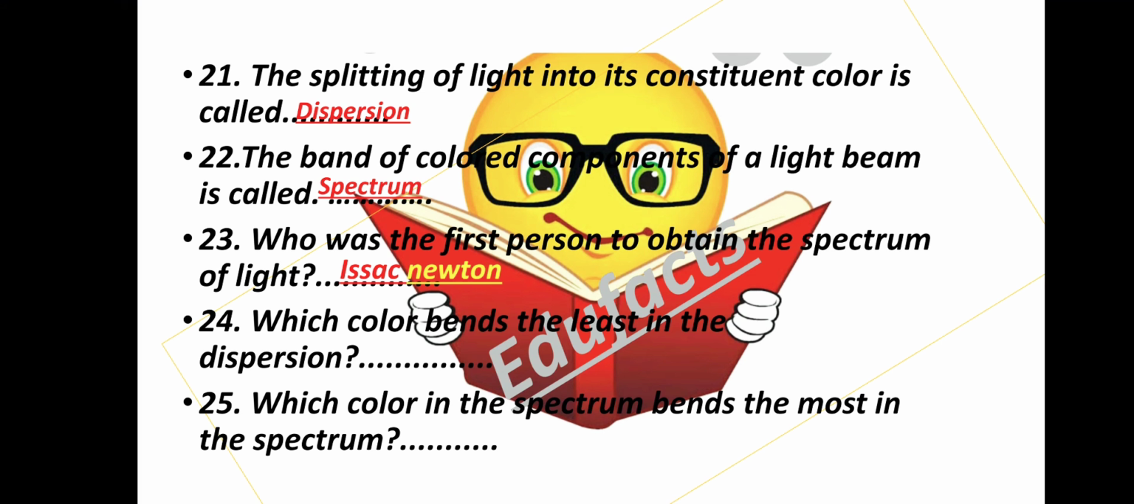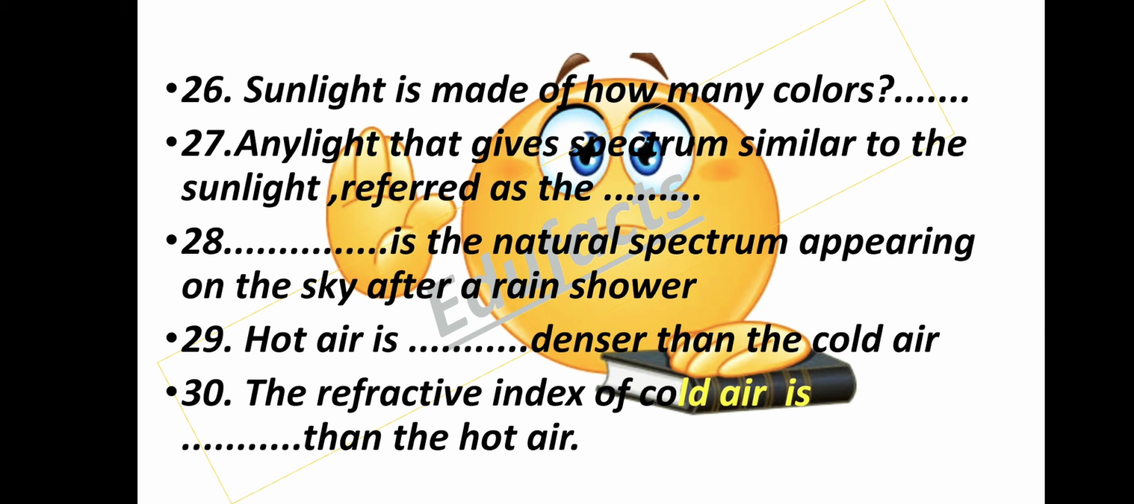Question number 24. Which color bends the least in dispersion? That is red. Which color in the spectrum bends the most? That is violet. Next one, 26. Sunlight is made of how many colors? 7 colors, because sunlight is white light, whose constituent colors are 7 in number. Any light that gives a spectrum similar to sunlight is referred to as white light.